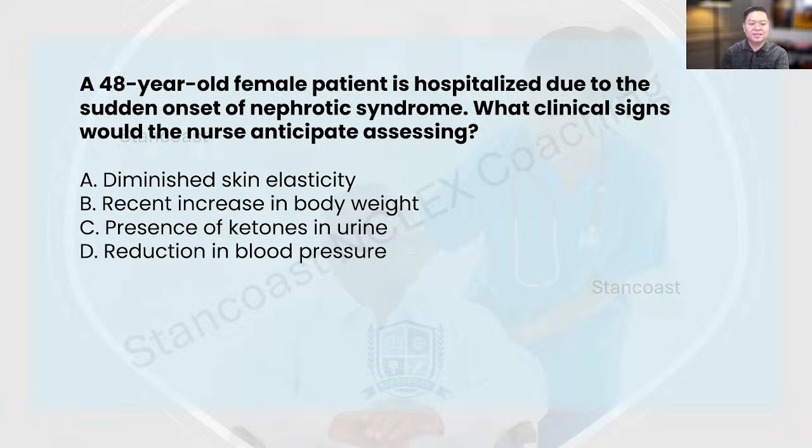Is it A, diminished skin elasticity? Or is it B, recent increase in body weight? Or C, presence of ketones in the urine? Or is it D, reduction in the blood pressure? I want you to take your pick right now.